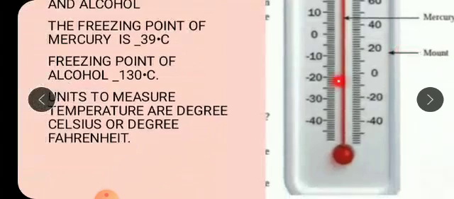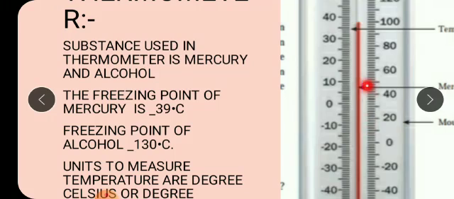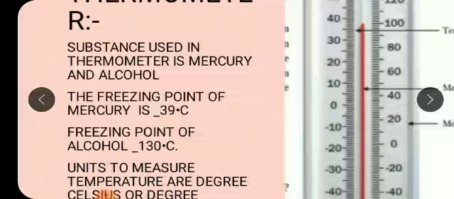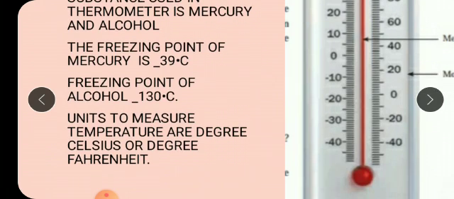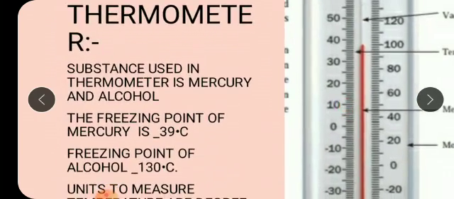Why do we use mercury or alcohol, children? Because mercury responds very quickly to the outside temperature changes. Even a very minute difference in the temperature, the mercury will either rise or come down. It is very sensitive to the changes in temperature. Like see, the freezing point of mercury is minus 39 degrees Celsius. And the freezing point of alcohol is what, children? Minus 130 degrees Celsius, isn't it? And that's why we use mercury or alcohol in the thermometer.